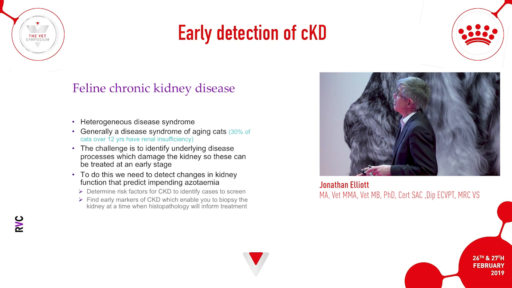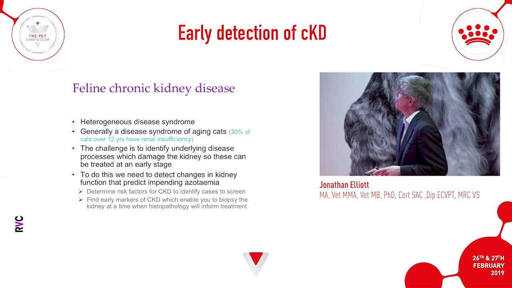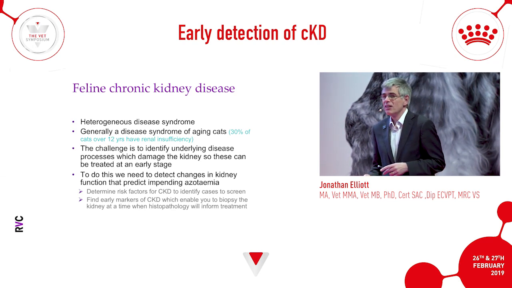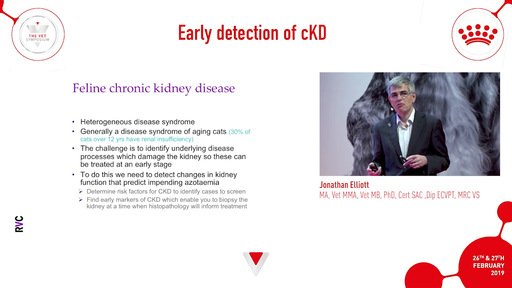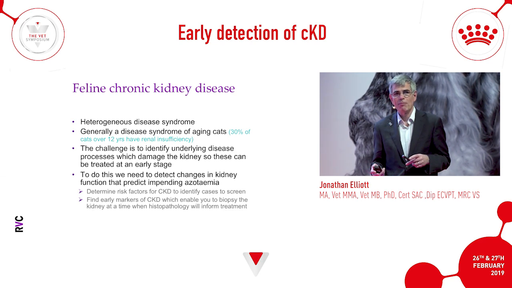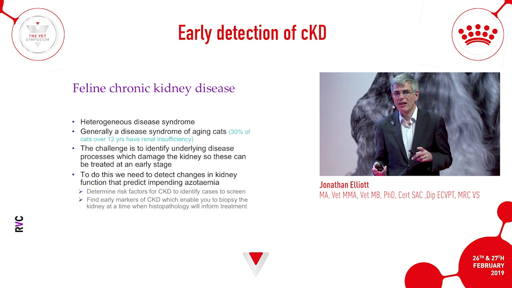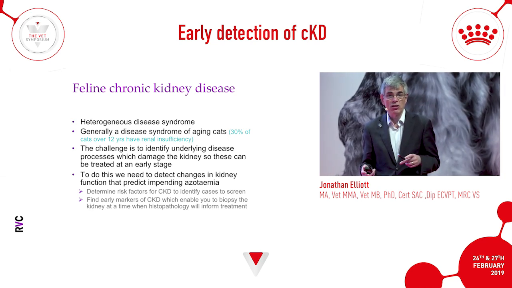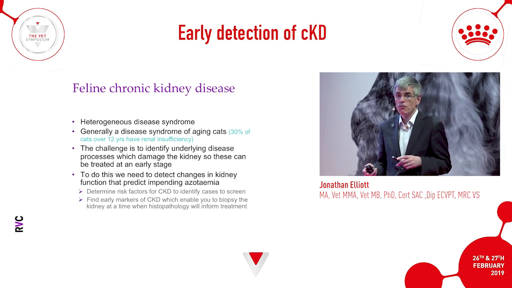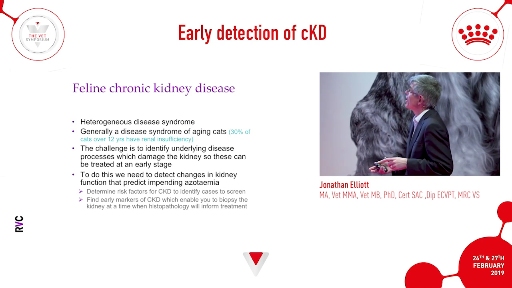And the challenge really is not just to identify the kidney disease at an early stage, but then to use that ability to really find out what's causing the damage to the kidney. Because if we could halt that process, that primary disease process, that's our best chance, really, at preserving kidney function as much as possible for the rest of the cat's life.